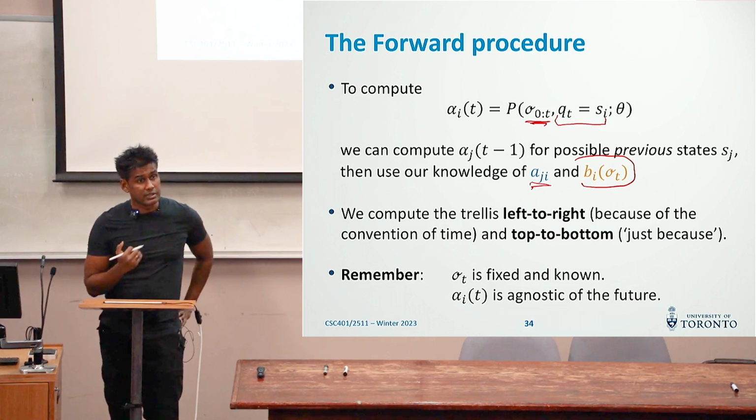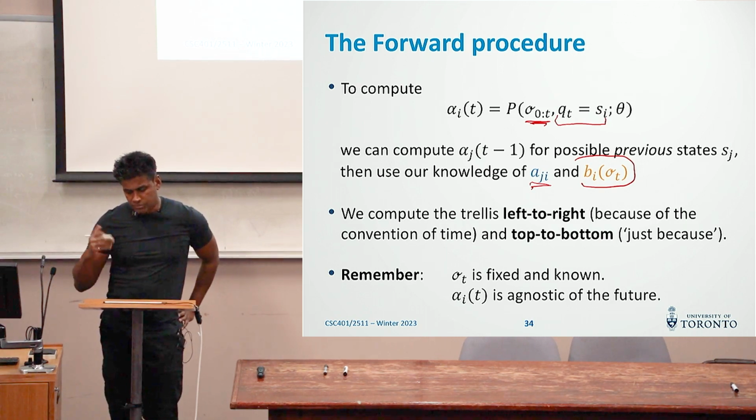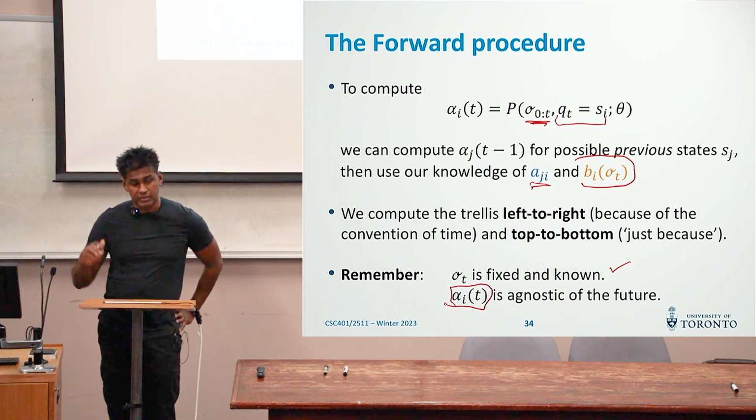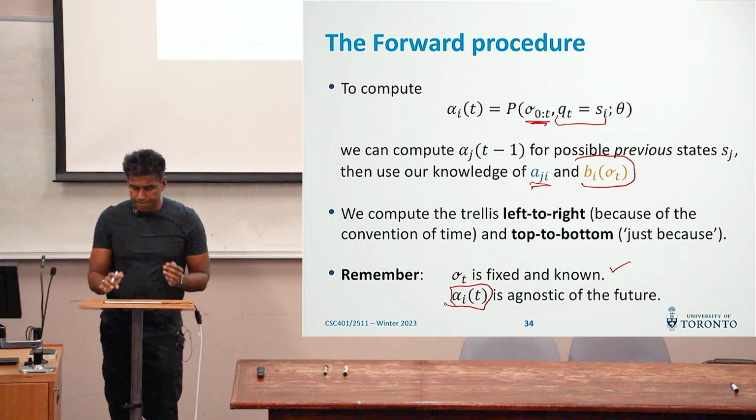And we compute the trellis left to right and top to bottom. Note that the observation is fixed and known, and the expression phi it, or the function phi it, is agnostic of the future, okay?